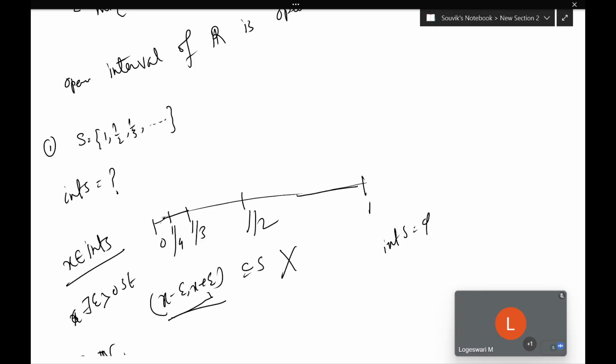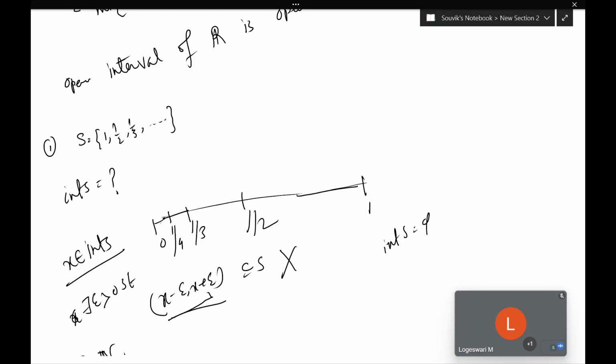Now choose S, the consequent set S equal to 1/2, 1/3, dot dot dot. So we need to check what is the interior of S. By interior, what do we mean? By interior, we need to check that if we choose any point x from the interior, is it possible to find a small epsilon such that the epsilon neighborhood around x lies inside the capital S.